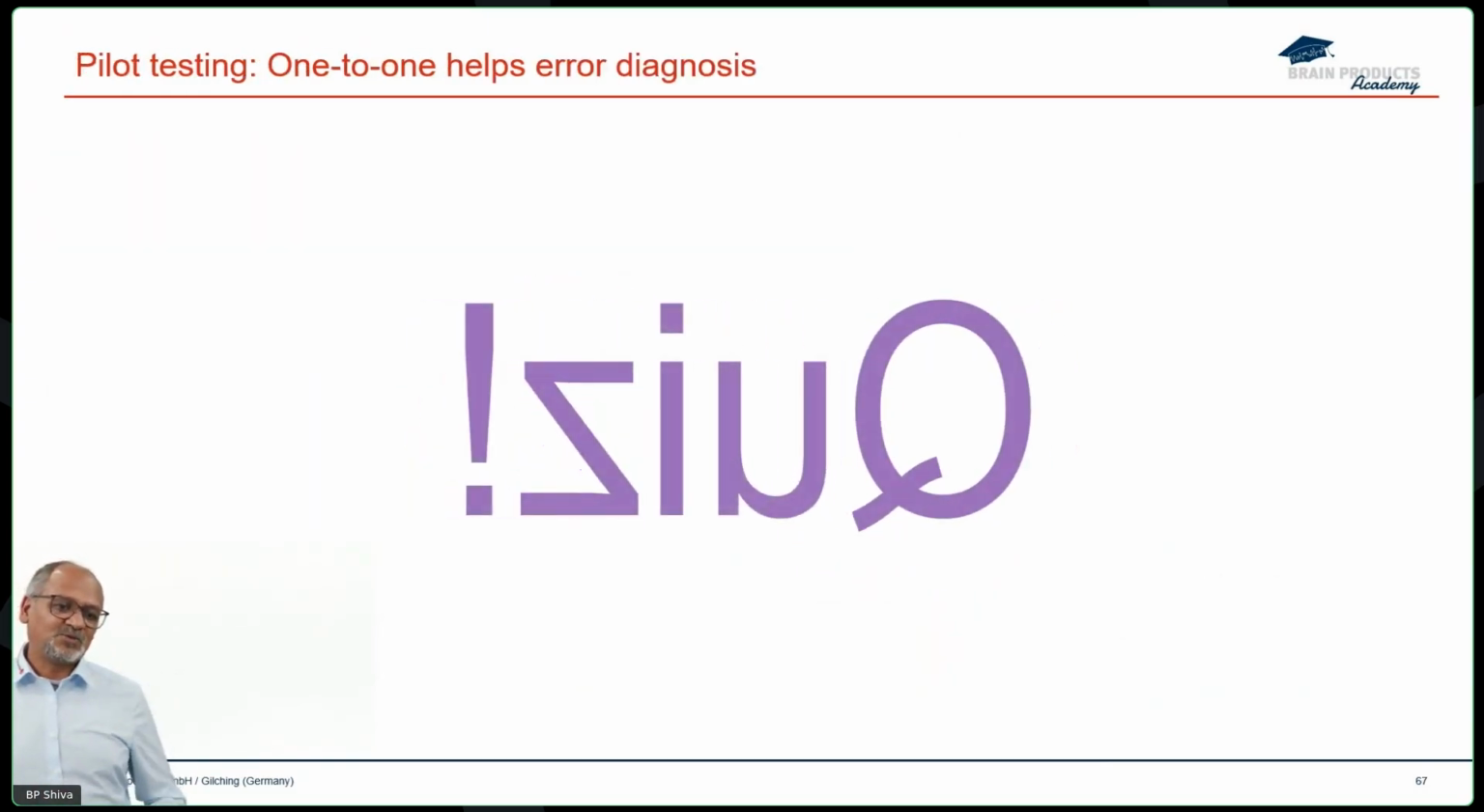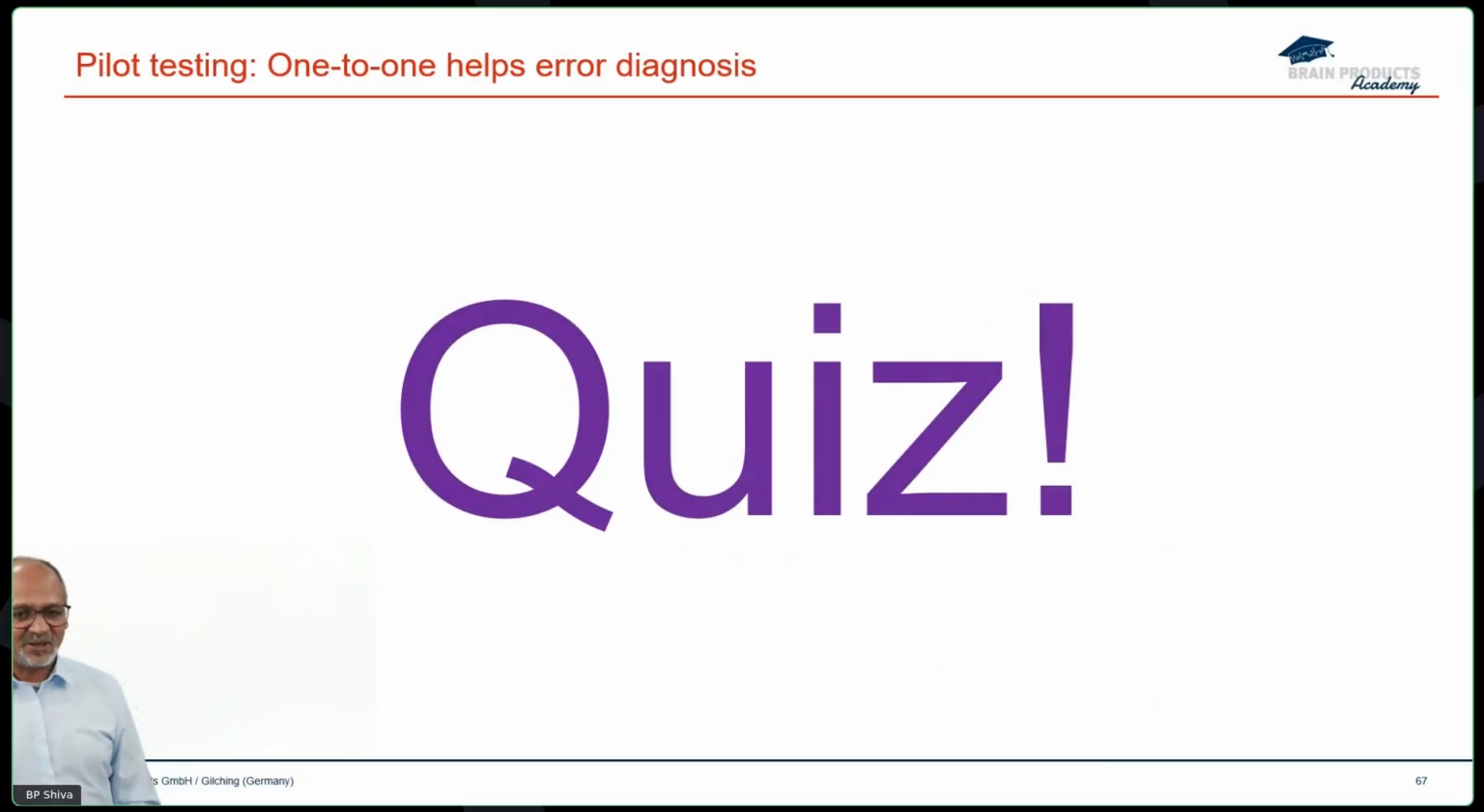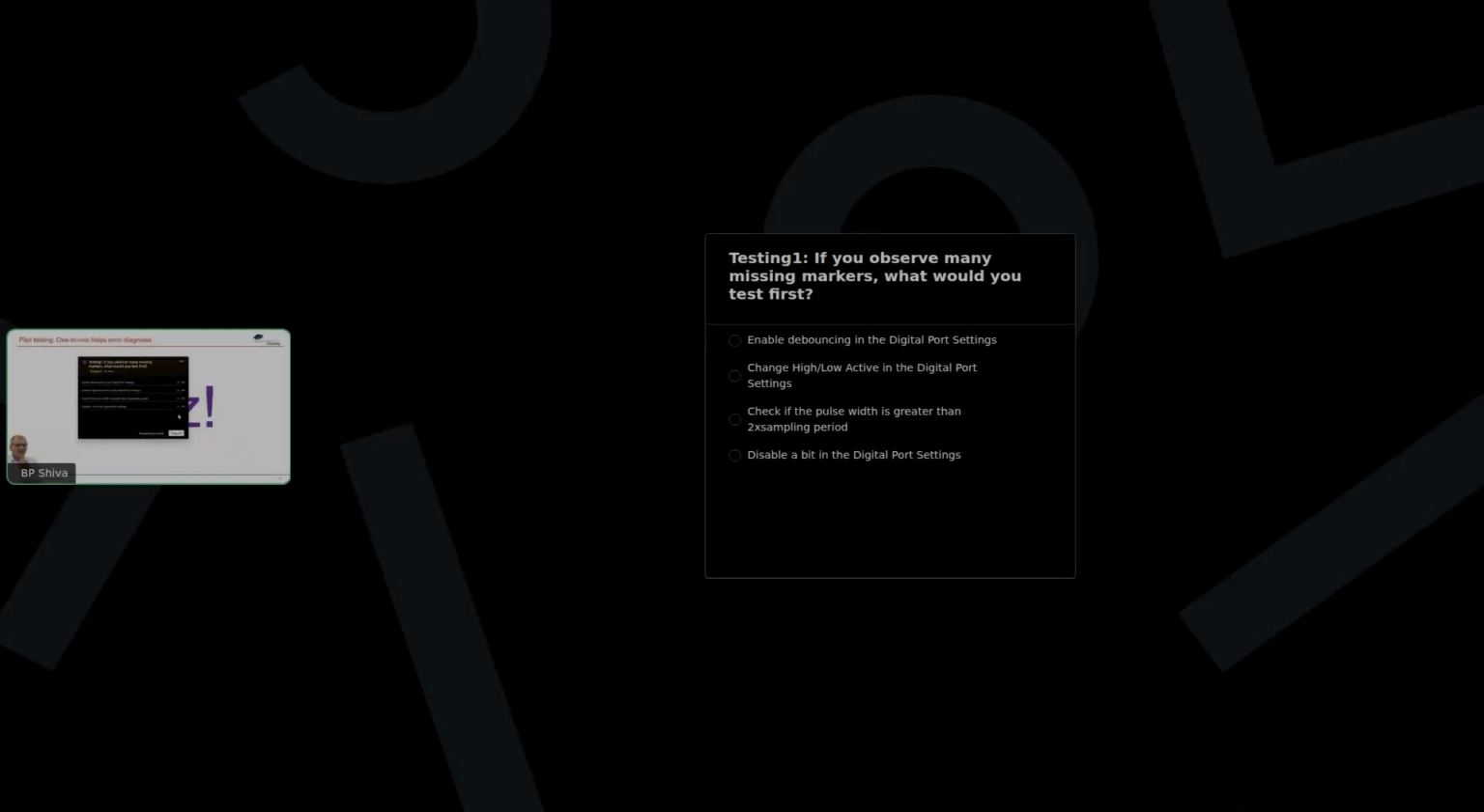And to avoid me keeping on talking, let's see if we can have a little quiz to see how you would go about using the one-to-one for error diagnosis. If you observe many missing markers, what would you test first among these different options? You could enable debouncing, change high-low active, change the pulse width, or disable bit. These are things that we talked about quickly, unfortunately rushed through, but what was your best guess?